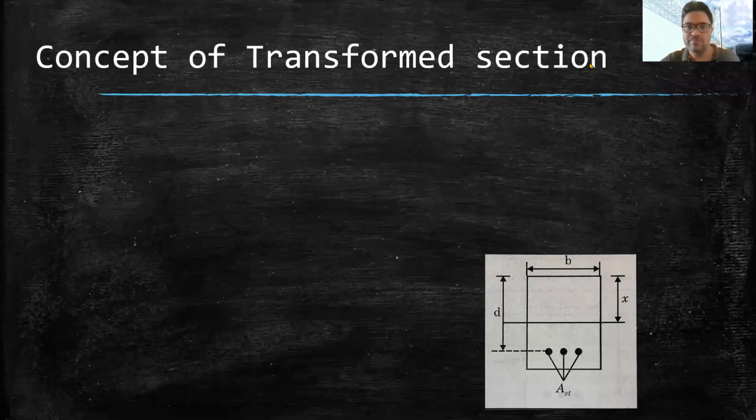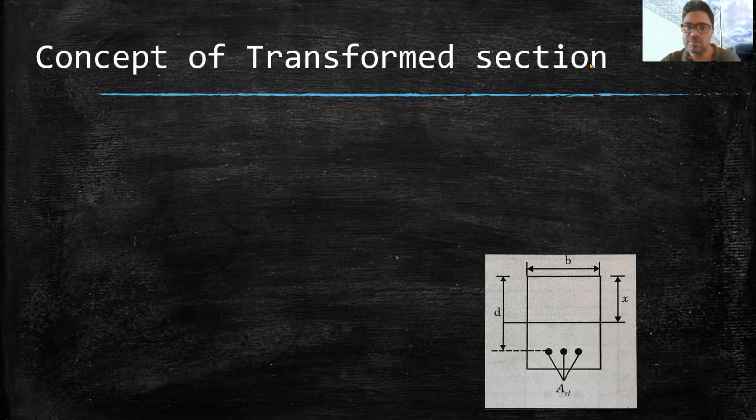Hello, welcome back. So, in this part, we will try to understand another concept, which is the concept of transformed section. This transformed section is related to the concept that we have discussed in the previous part, which is about the modular ratio. So, with the help of modular ratio, we can understand the transformed section concept. Before understanding the transformation, we will try to understand why we use this transformation and why we use this transformed section concept.